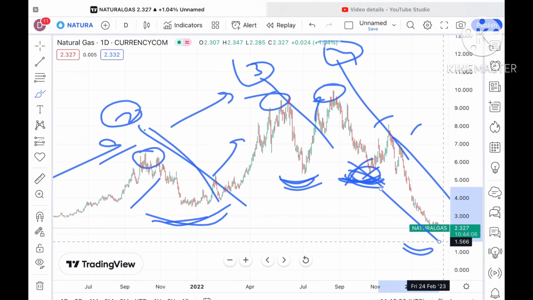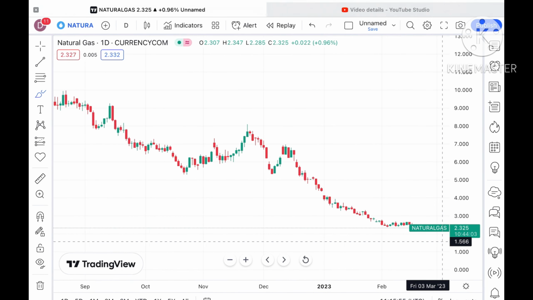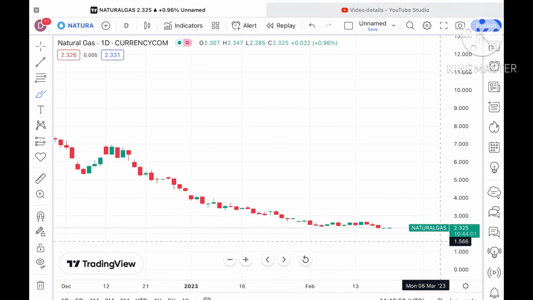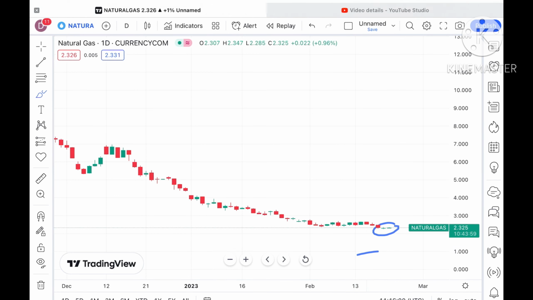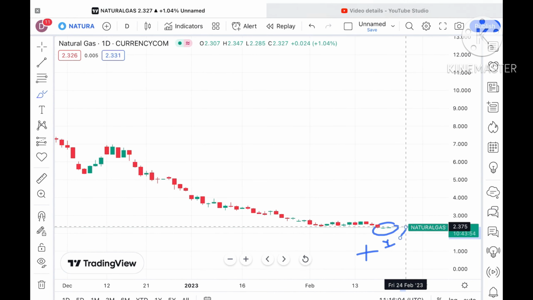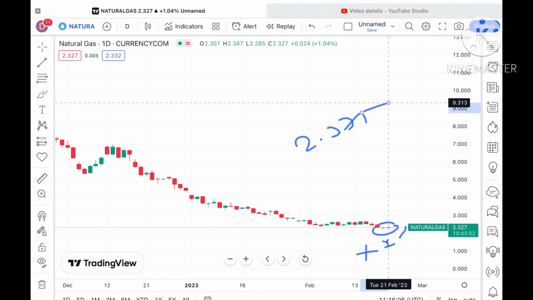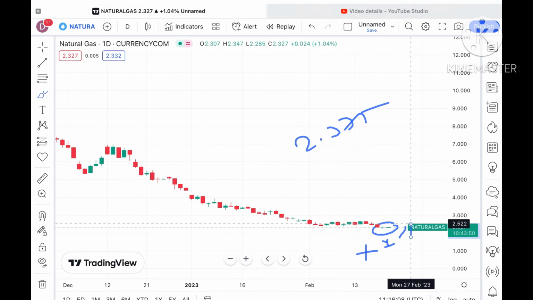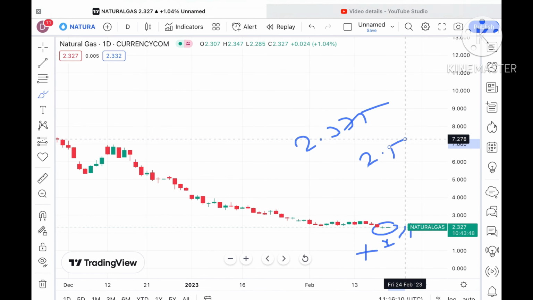If you look at this particular trend now, as of now, it is moving in a zone. Probability is high, a green candle is trying to form. So suppose if this level sustains, we can see it can touch a level of around $2.375, and if it moves further upside, then we can see it can touch a level of around $2.52.